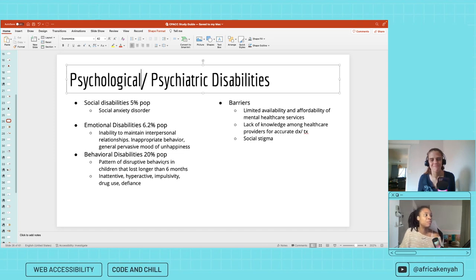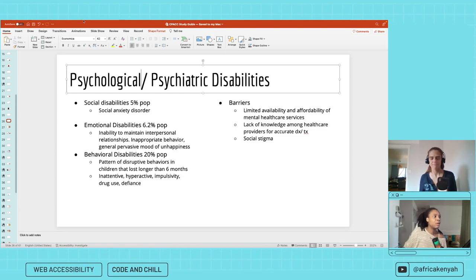All right, behavioral disabilities, that's 20% of the population. Patterns of disruptive behavior in children that last longer than 6 months: inattentive, hyperactive, impulsivity, drug use, defiance. I think behavioral, that's ODD, not emotional. Emotional, I think, is more like borderline personality disorder and things like that. But I could also be wrong about that.